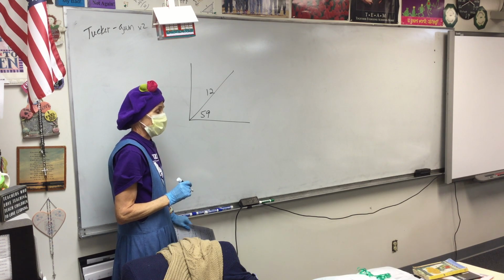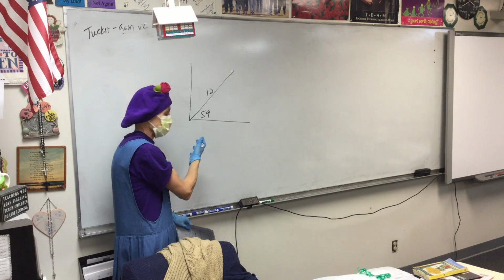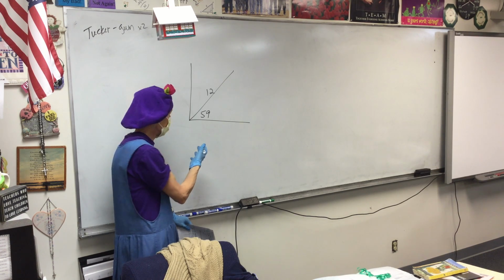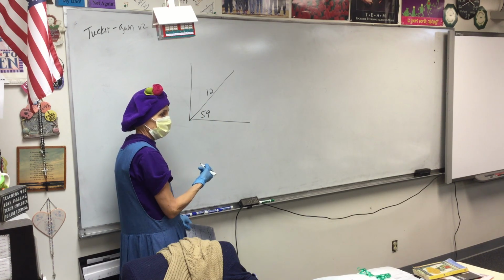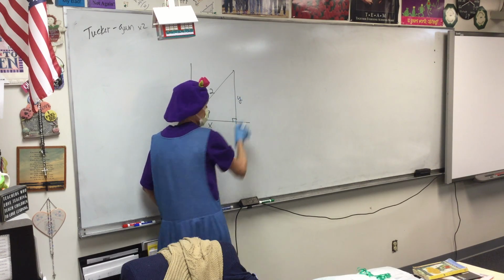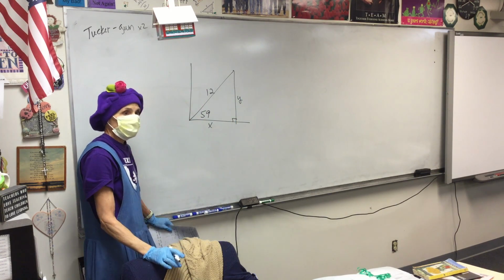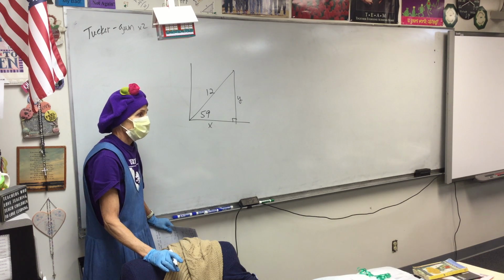Now, how do we do that? Where are X and Y in this picture? I'm looking for X and Y. Where even are they? Make a triangle. And this is X and this is Y. And then how do I go about finding those?